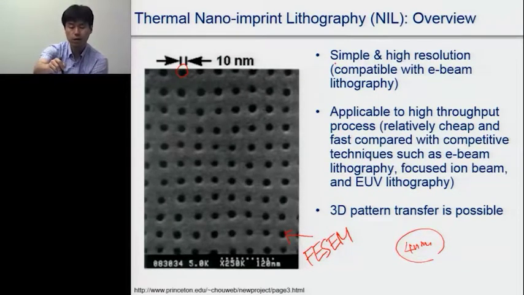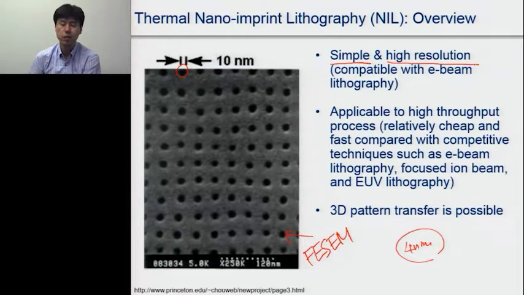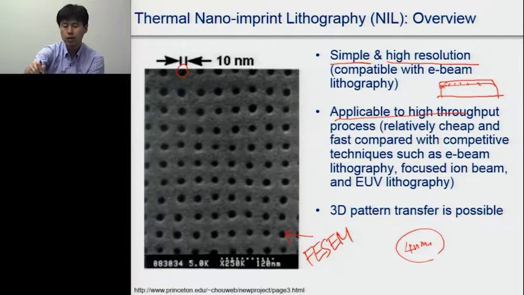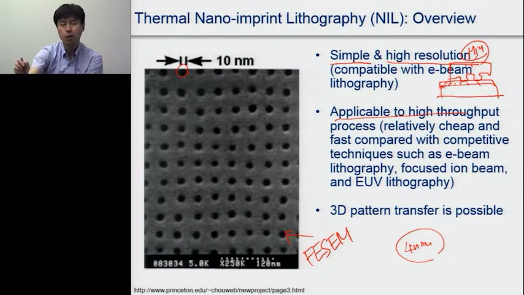Thermal nano-imprinting lithography itself is very simple and offers very high resolution, which is compatible with e-beam lithography. When you have a substrate coated with the resist, we just press the resist using a master mold, and then separation is the one single step for thermal nano-imprinting. So in a sense, this process is very easy.